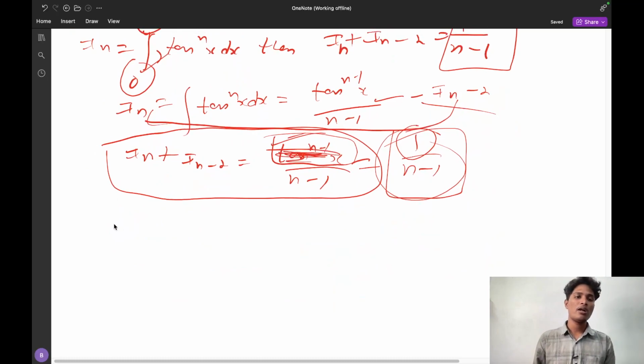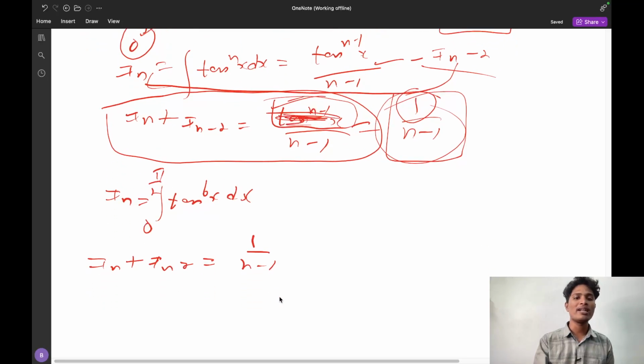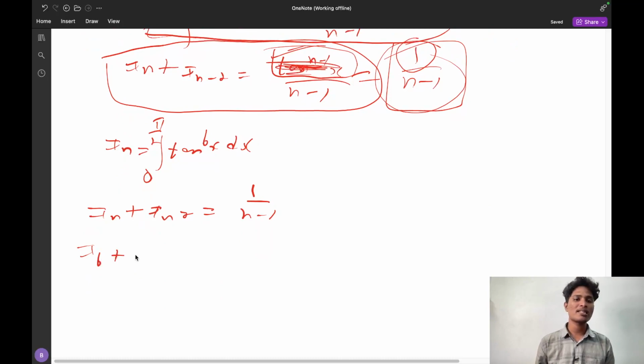Suppose if I give a question as, we have to find the integration from 0 to pi by 2 tan power 6x dx. What is the answer now? The answer is In plus In minus 2 is equal to 1 by n minus 1. So here n is 6. So I6 plus I4 is equal to 1 by 6 minus 1, that is 5.